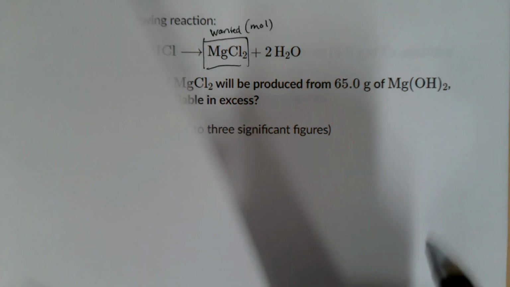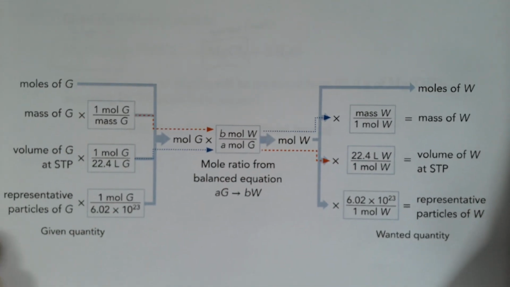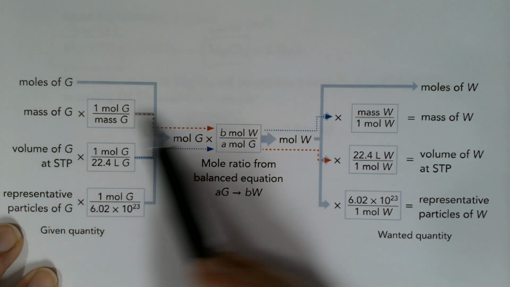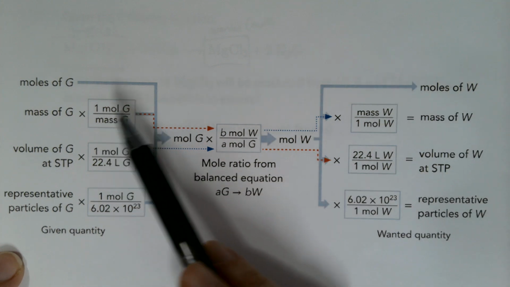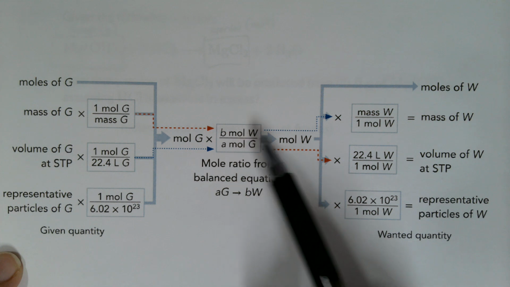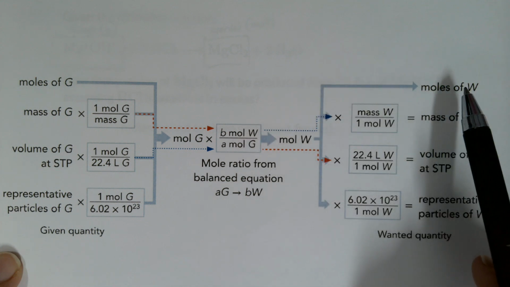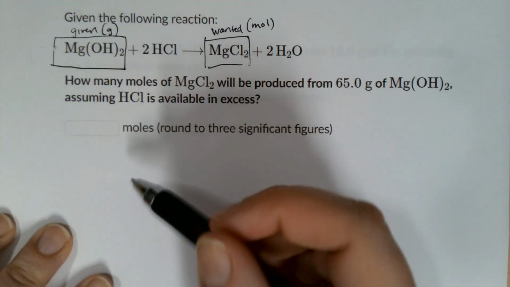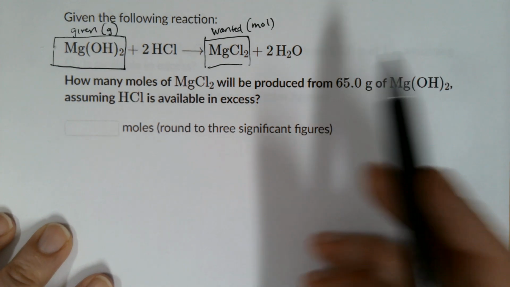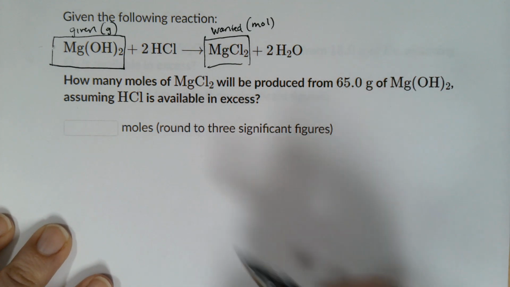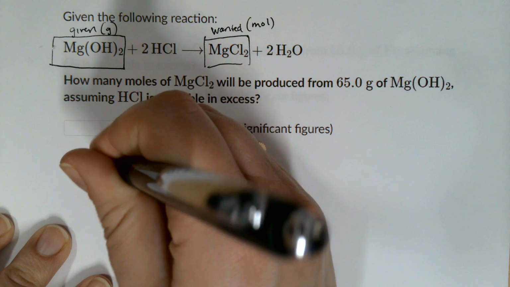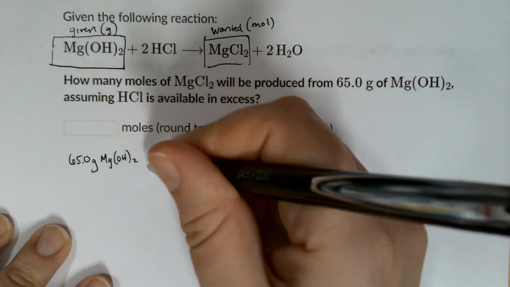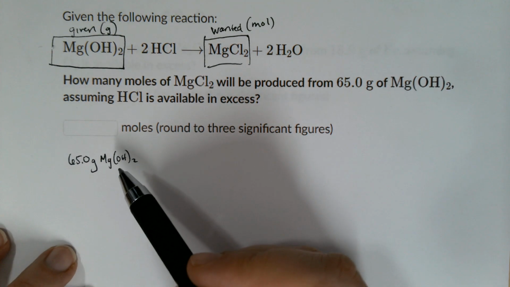So let's just check out our little roadmap so we can see. We're starting with grams, and we want to end with moles. Grams of our given amount and moles of our wanted amount. So we're going to take our grams and convert to moles. Then we're going to use the balanced reaction to convert, and then we will have moles of our wanted amount. So, the first conversion, we're going to write down our grams of Mg(OH)2. So we have 65 grams of Mg(OH)2.